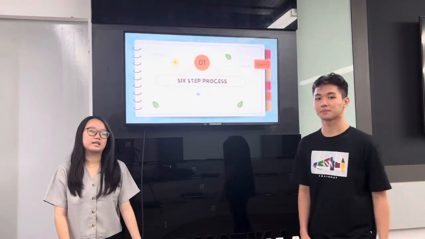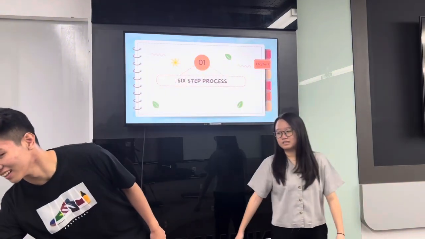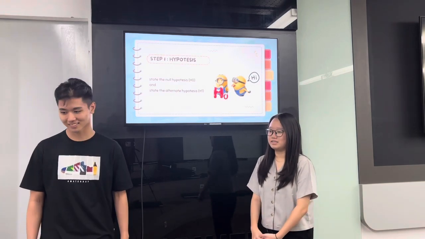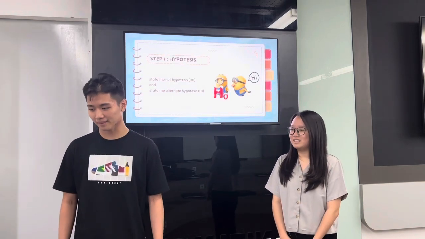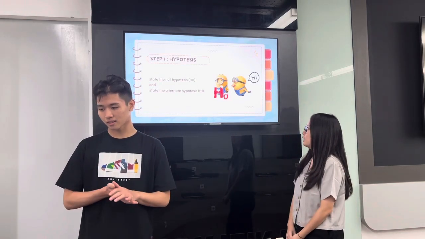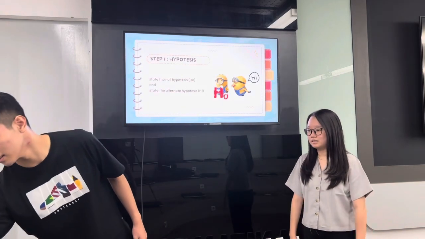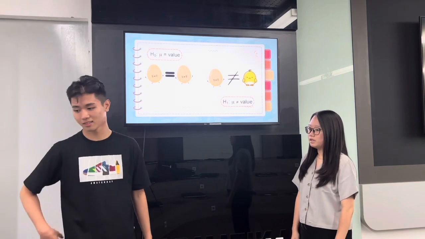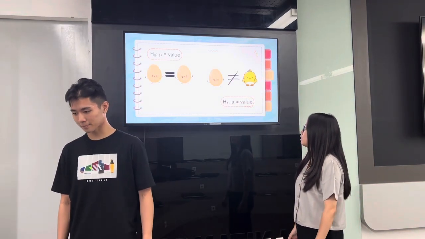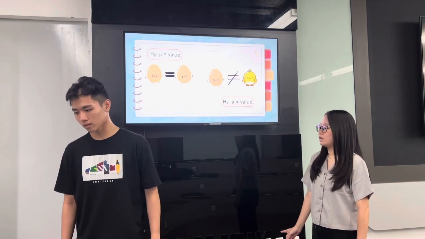So now I will explain to you the 6-step process. There are 6 steps to answer the hypothesis example. Step 1 is hypothesis: state the null hypothesis and state the alternate hypothesis. The first one is, if the null hypothesis is mu equals value, then the alternate hypothesis is mu not equal to value.